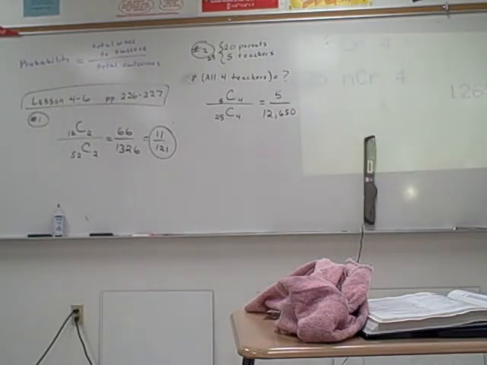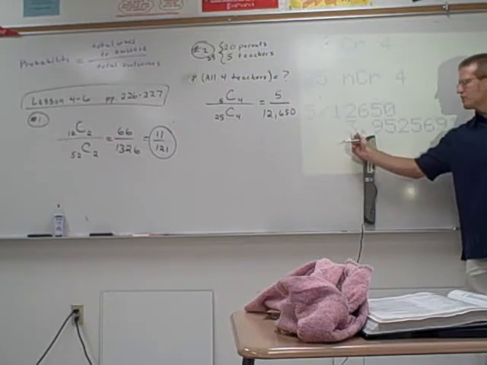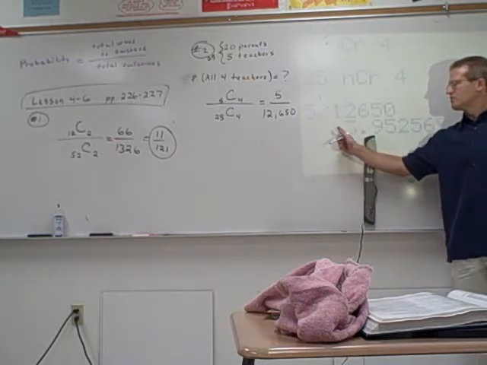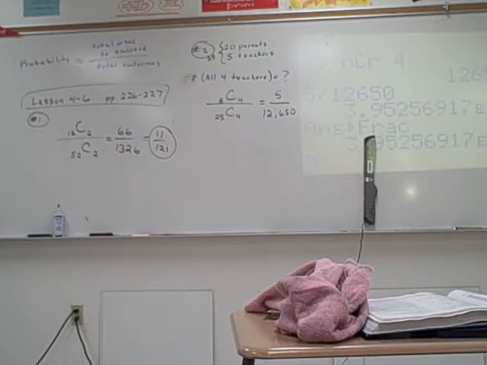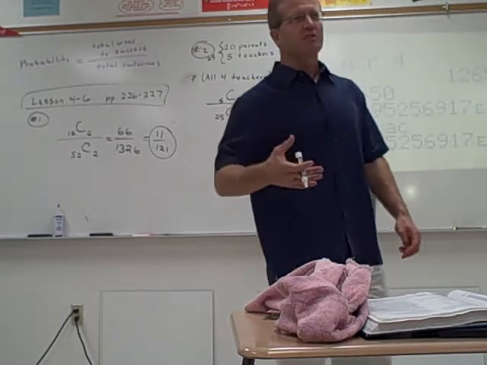If you try to reduce, you hit 5 divided by 12,650. This E negative 4 means to move your decimal where? 4 to the left, so you get like 0.00039. Let's try to get a fraction instead. Let's push math, enter. It doesn't work. Sometimes the calculator won't reduce. Most of the time that means it's impossible to reduce.